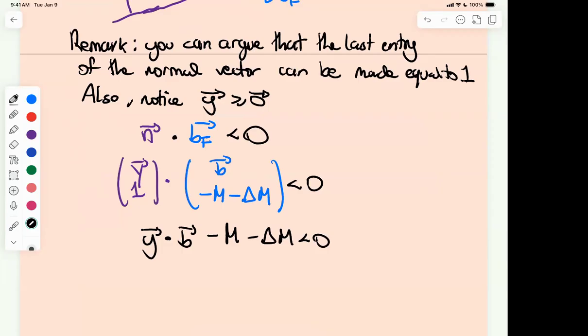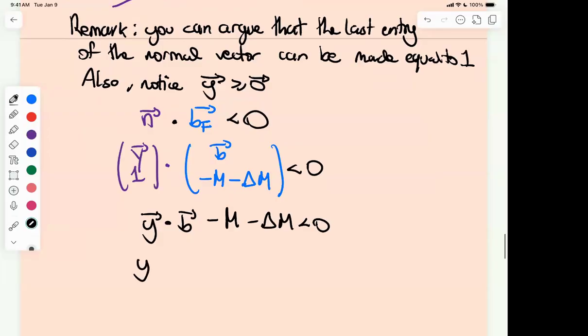So it's annoying to have all these minuses. So let's move them to the other side. So that means that y dot v, right, is less than m plus delta m. Is that okay? That makes sense so far, so good.